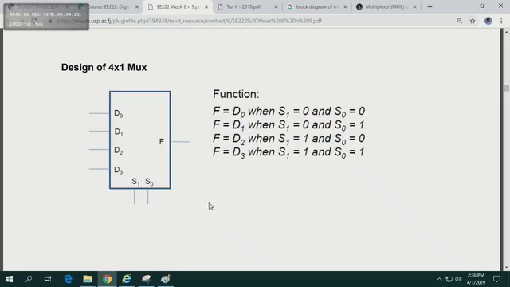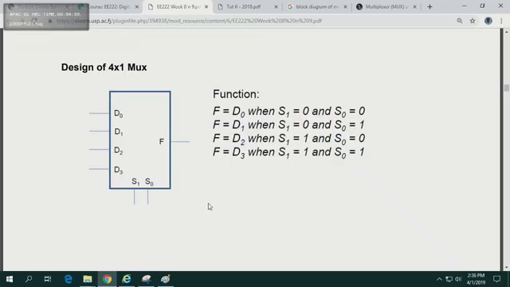Data line 2 and 3, no problem. It's just going to drop out. It will be useless. No matter what data you feed into it, it will become don't care. It will never get a chance to make it to the output F.